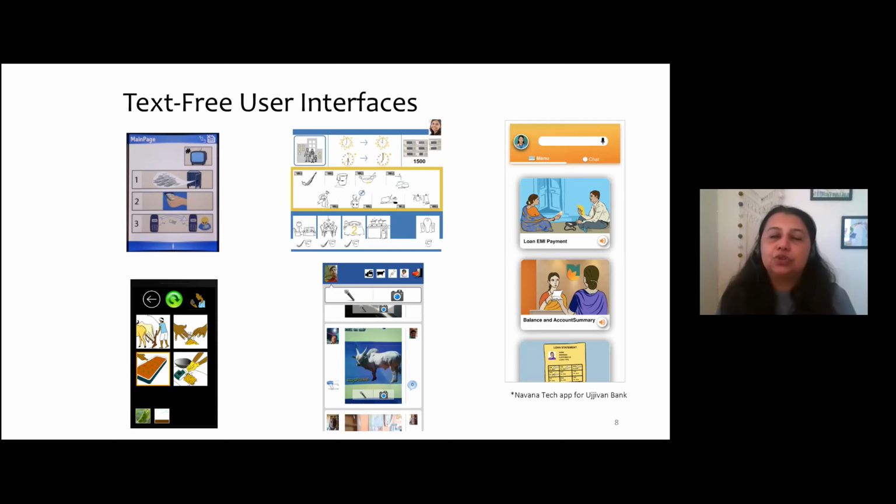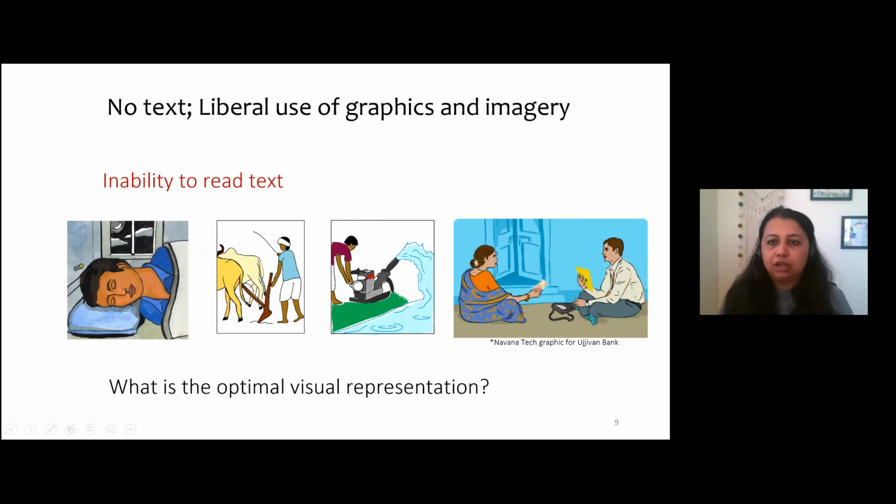So yeah, there are numbers in our UI because people who are low literate are very good with numbers. So to depict wages, let's say, we have numbers in these interfaces. Okay, so we're not doing any text, but we're going to use graphics and imagery.